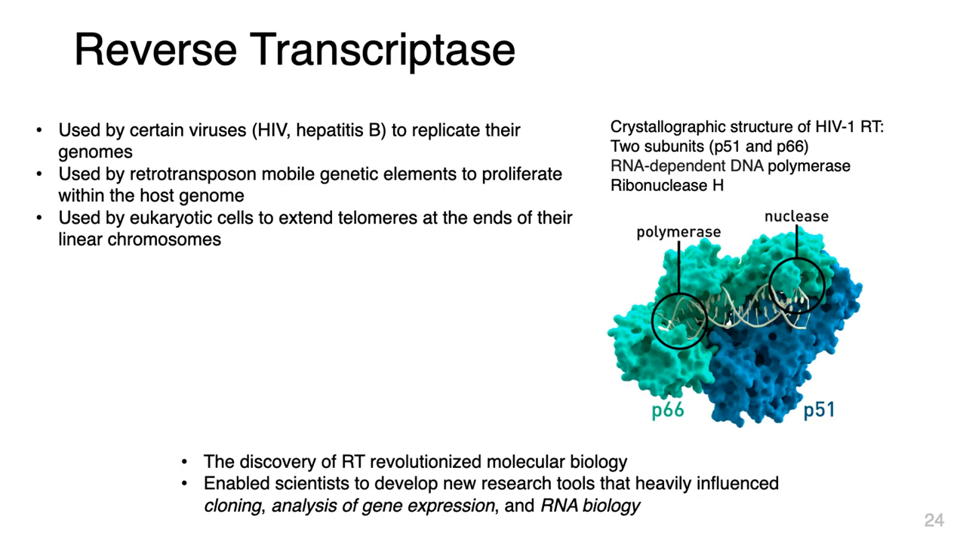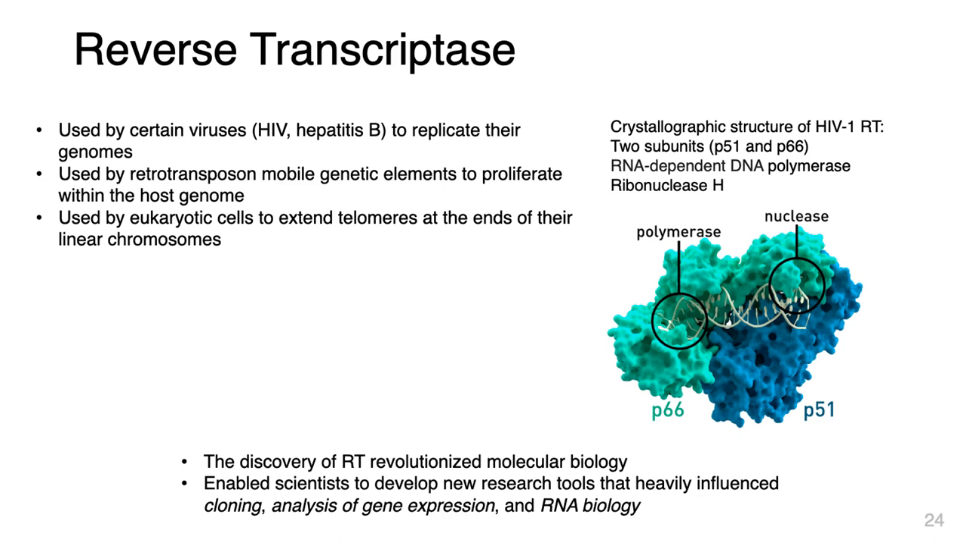Reverse transcriptase is an enzyme used by certain viruses, such as HIV and hepatitis B, to replicate their genomes. It's also used by retrotransposon mobile genetic elements to proliferate within the genome, and it's used by eukaryotic cells to extend telomeres at the ends of their linear chromosomes. To the right is an image showing the structure of HIV RT. There are two subunits, P51 and P66, and there's an RNA-dependent DNA polymerase site and a ribonuclease H site.